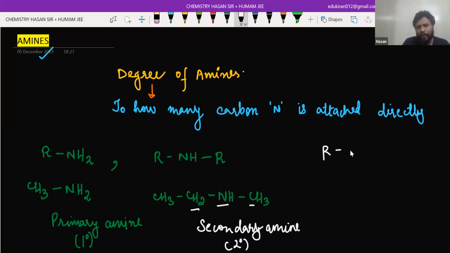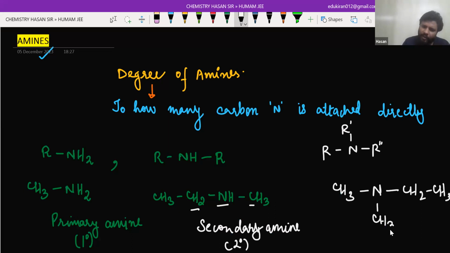In the same way, if all the hydrogen is replaced by alkyl group, this alkyl group may or may not be different. That depends upon the compound. So you can see that this nitrogen is connected with how many carbon? 3 carbon directly. So it is tertiary amine. Are you getting my point? So this is how the amine classification takes place. And always remember that these are all amine, but they are treated as different functional group.